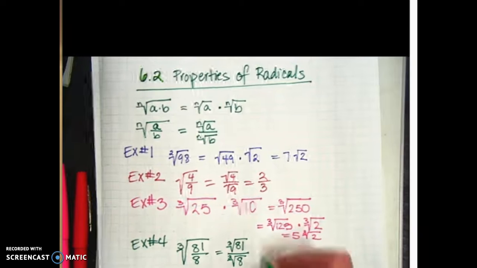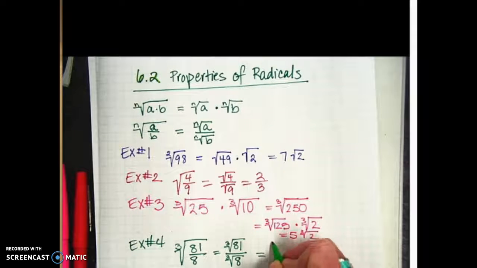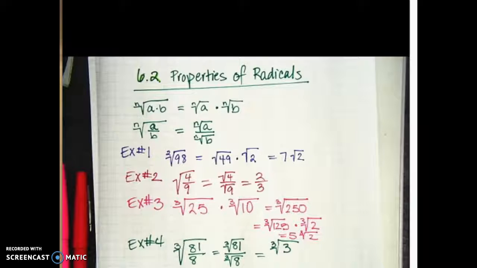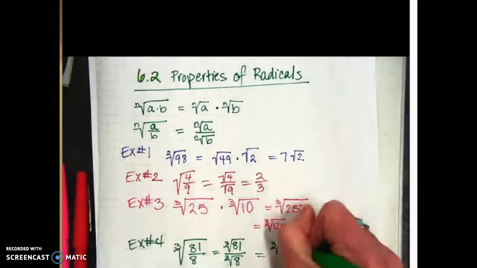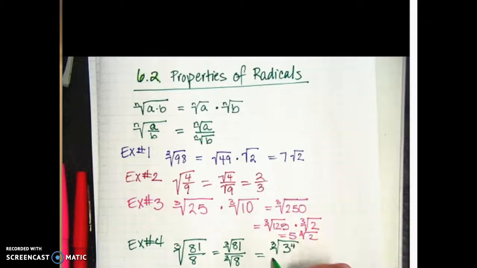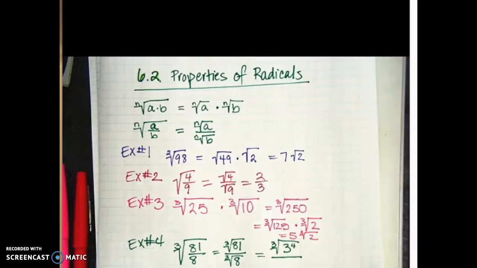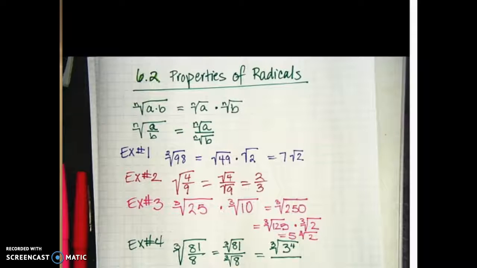If 9 would get us to 81, what other? 3, right? So we're going to write this as the cube root of 3 to the what power? 3 to the what power is 81? To the 4th. Okay? And then the denominator is kind of easy. Is there a cube root of 8? Yes, it's just 2. 2 times 2 times 2. So we pull one of them out. Okay?